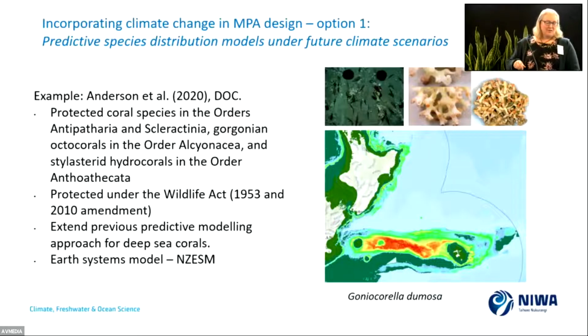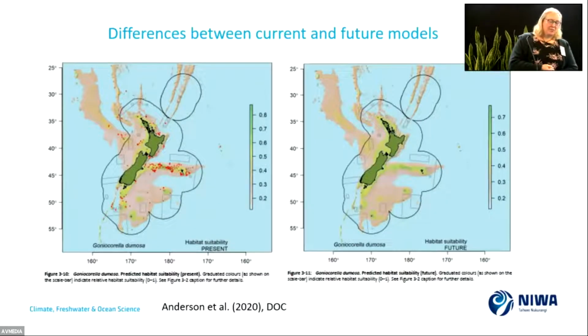So we can take those, and here's just an example of one of them. This is Goniocorella dumosa, one of our deep sea corals that we like to model because there are lots of great data. I think all the little red blips on the left plot are where we actually have point records of these species that are used to model it.